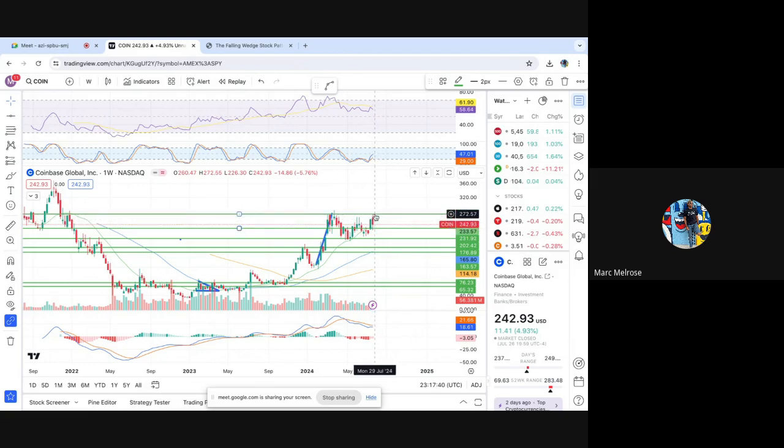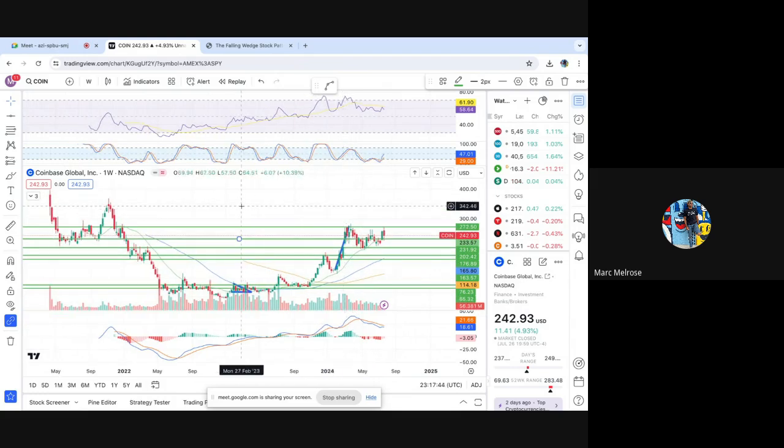So if it can break above our resistance at 273, we could be seeing this moving back up to 300. It'll move to 300, and then potentially it'll start to try to get to 350. And if it breaks below our support sitting at 234, we could be seeing this get back to 200. And that's on the weekly.